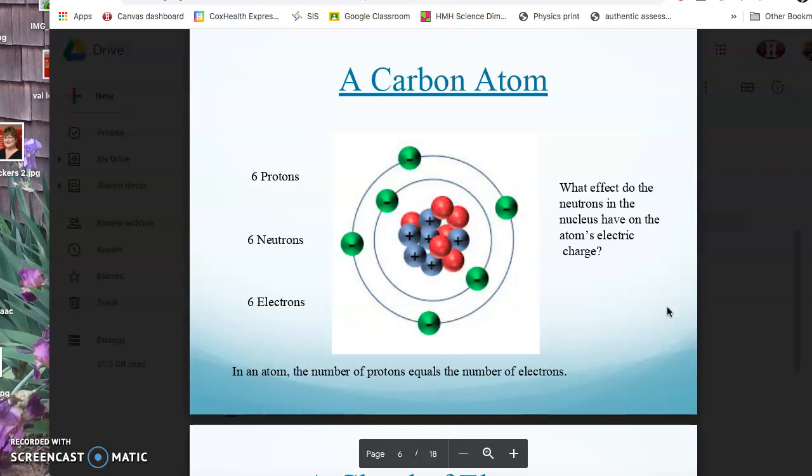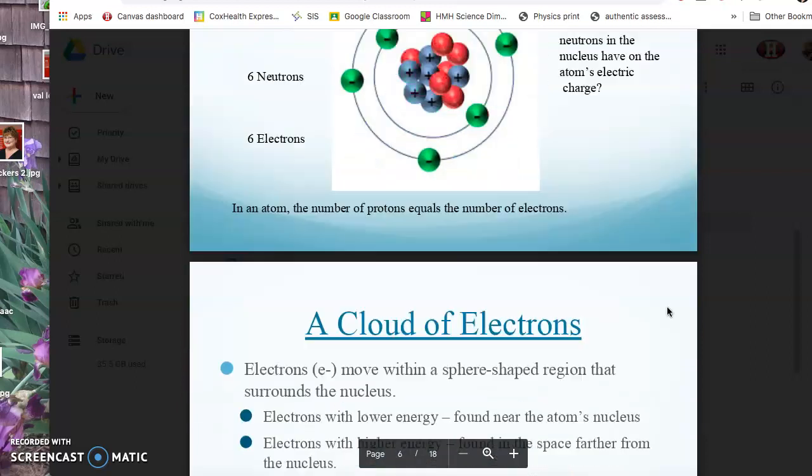So let's look at the question here. What effect do the neutrons in the nucleus have on the atom's electrical charge? If you said they have no effect on the electrical charge, you would be correct because they are neutral.